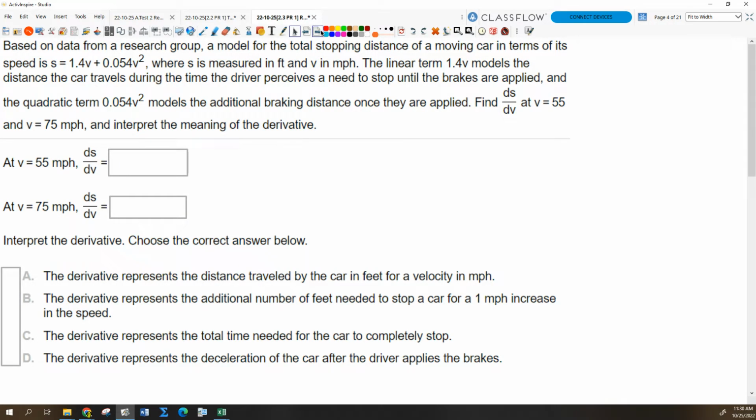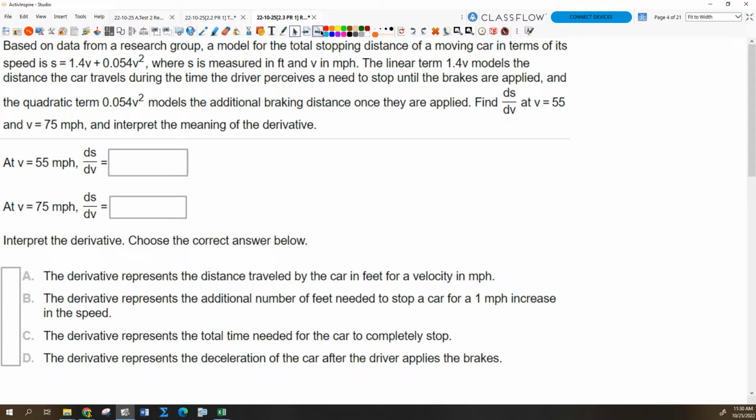Okay, how about this one? Another example. Based on data from a research group, a model for the total stopping distance of a moving car in terms of its speed is this. There's my function, S of V, where S is measured in feet and V in miles per hour. The linear term 1.4 V models the distance the car travels during the driver's reaction time. And then the other term represents the car's ability to decelerate from a certain speed.